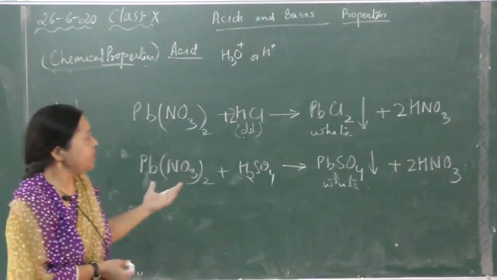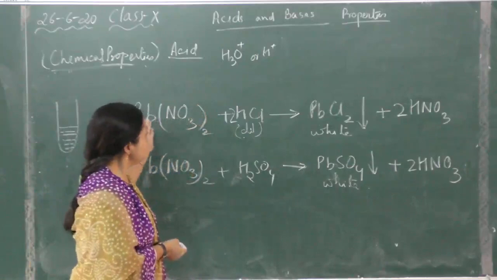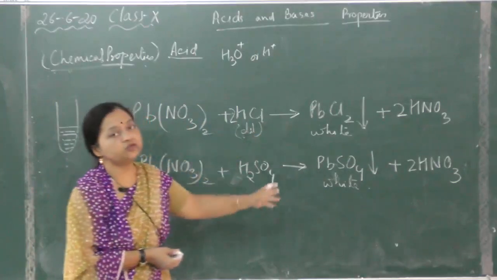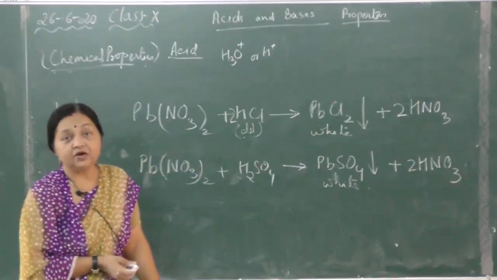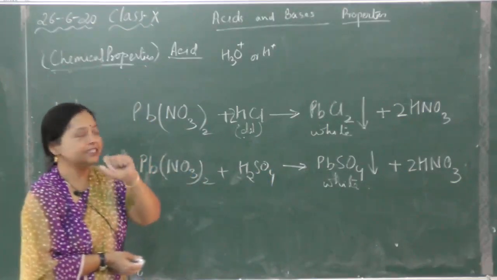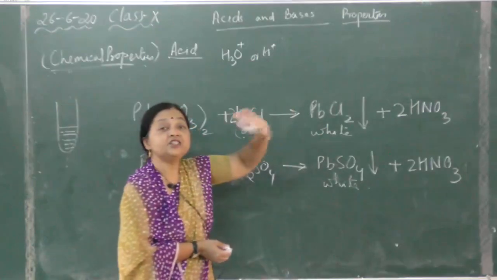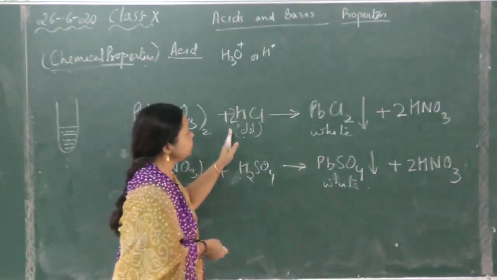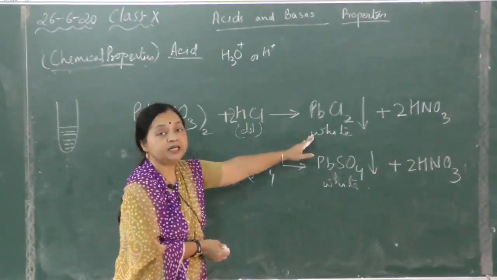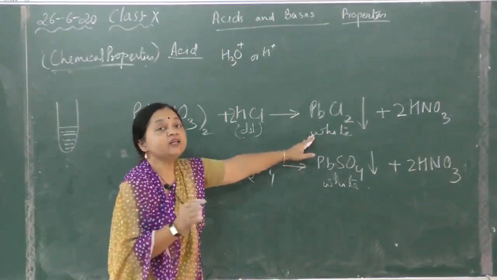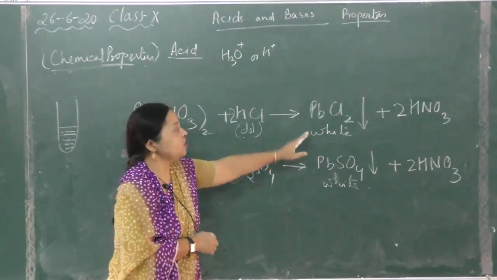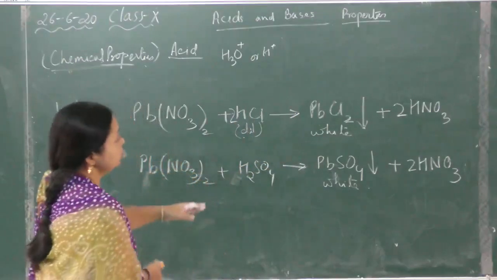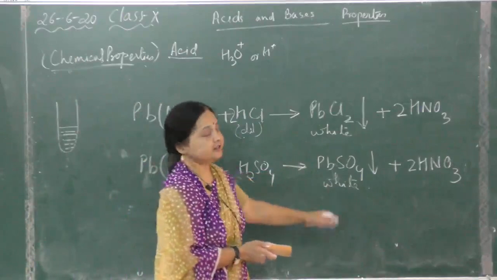When you add lead nitrate solution to HCl, it gives a white PPT. When you add lead nitrate to H2SO4, then also it gives a white PPT. Then how do you distinguish? If you heat, the one which dissolves on heating is hydrochloric acid. The test tube which has a white precipitate that dissolves on heating means lead chloride is soluble in hot water, so it is HCl. PbSO4 will not dissolve on heating.